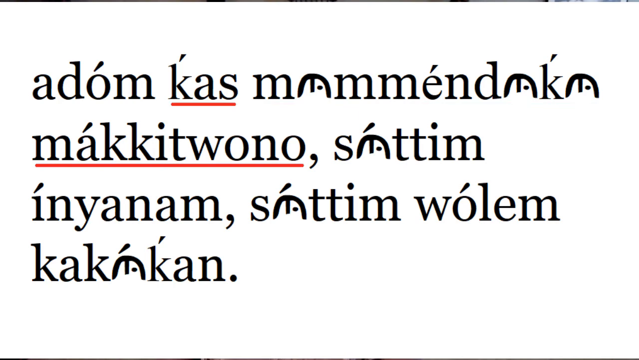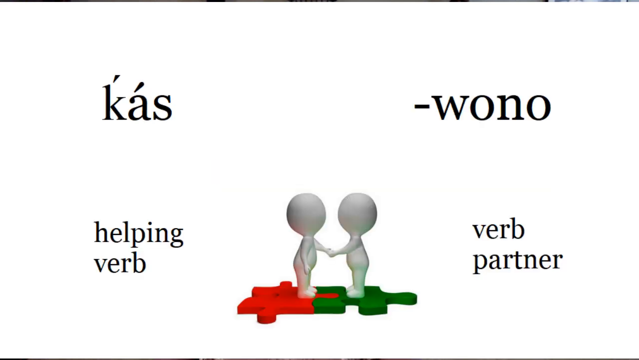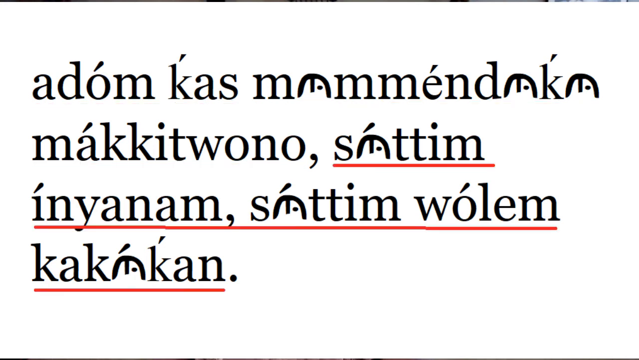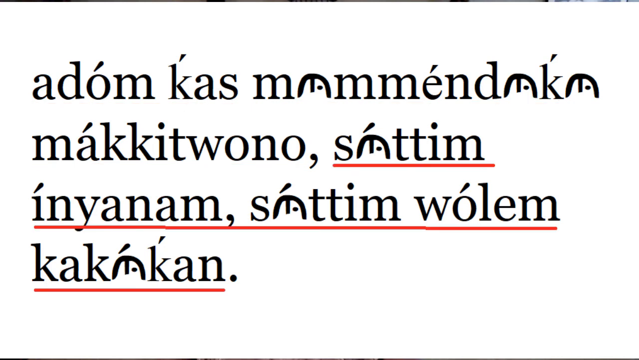We had something like this in the second sentence. Adom nikbeka kas wolani wono. And I ended up speaking to my father using English. Ended up doing. Helping verb plus the verb partner ending in wono is the ended up doing verb form. I ended up understanding. Kas makit wono. Adon kas memenda ke makit wono. Sutim inyanam, sutim wolan ka kukan. And it was only then I ended up learning one might be Indian and one might be white.